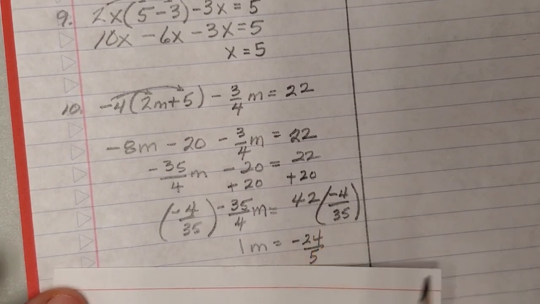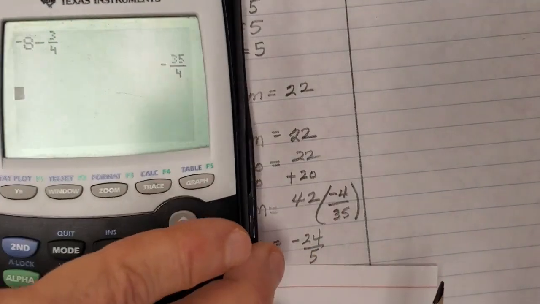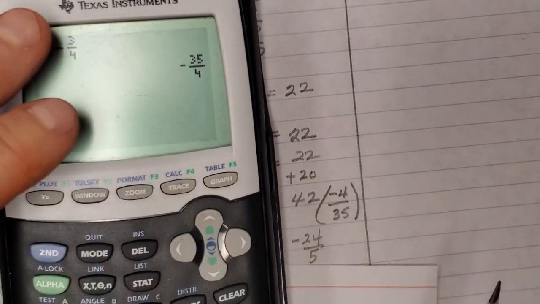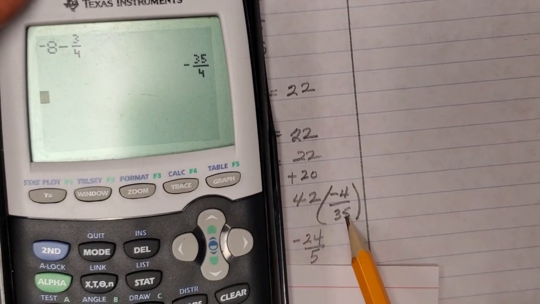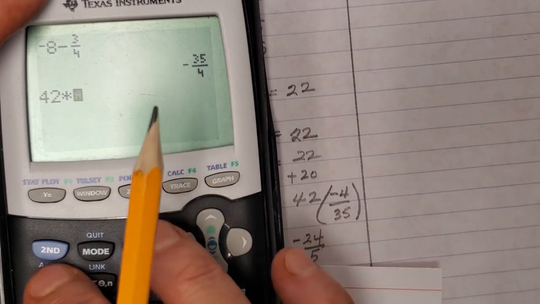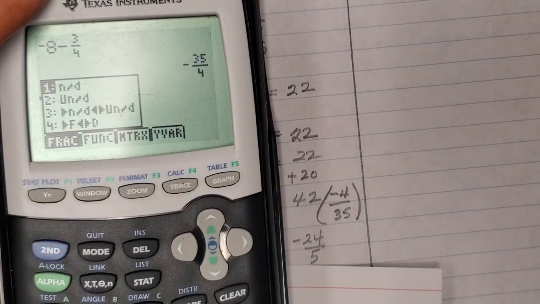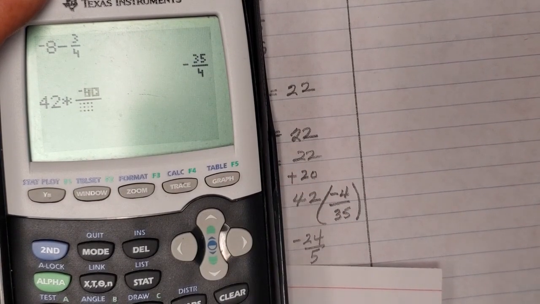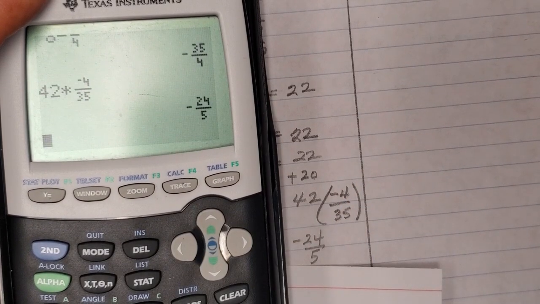This times this. So calculator again. And we're going to do 42 times negative 4 over 35. So 42 times alpha y equals, enter, negative 4, arrow down, 35, enter, and you get negative 24 over 5.